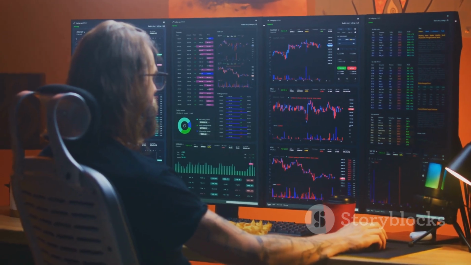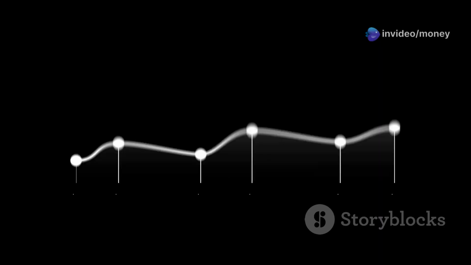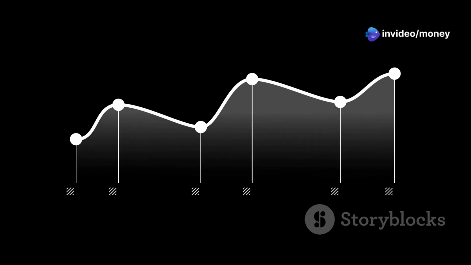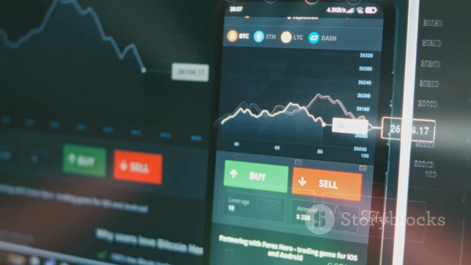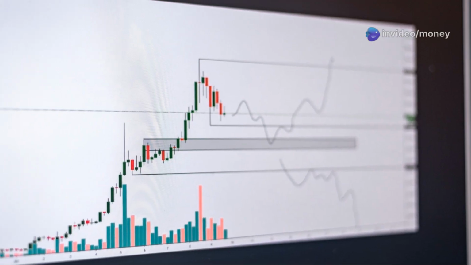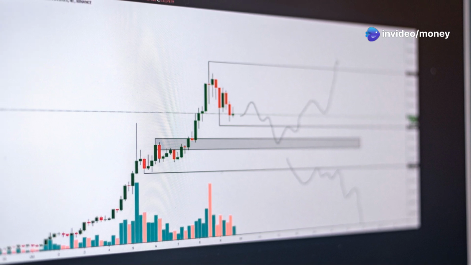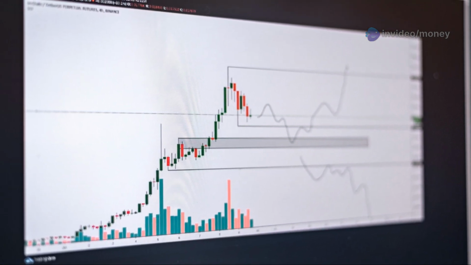Understanding this n value is key because it directly impacts how the ROC behaves. If you choose a very small n, say 5 periods, the ROC line will be very choppy and will react very quickly to small price fluctuations. This might be good for very short-term trading, but it can also generate a lot of false signals. On the other hand, if you choose a larger n, like 50 periods, the ROC line will be much smoother, showing you the broader, more sustained momentum shifts.